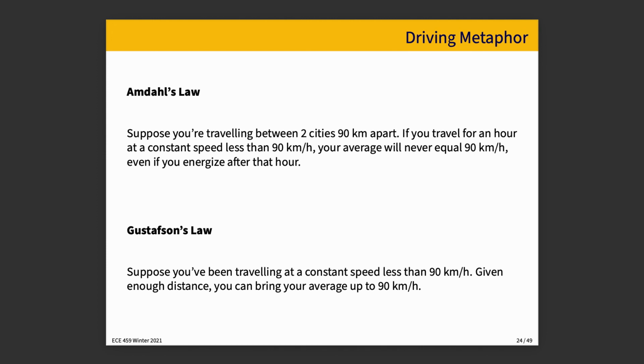However, Gustafson's Law says if you've been traveling at a constant speed less than 90 kilometers per hour, given enough distance, you can eventually bring your average up to 90 kilometers an hour. So say you are driving to Montreal, that's where your next co-op is, and it's a fairly lengthy trip, maybe 600 kilometers or so from Kitchener. Well, if the first hour was slow because you were driving through Toronto and you only managed 50 kilometers in the first hour because traffic was bad in Mississauga, that kind of thing, eventually, given enough distance, you can probably get the average up to 90 kilometers per hour.